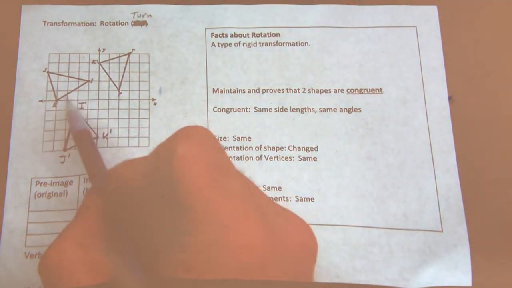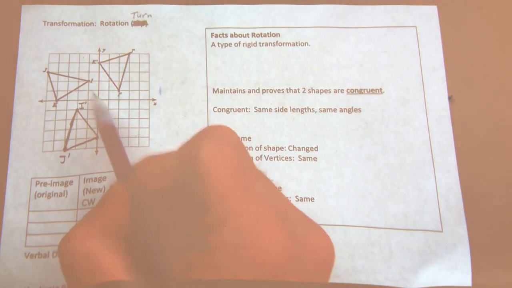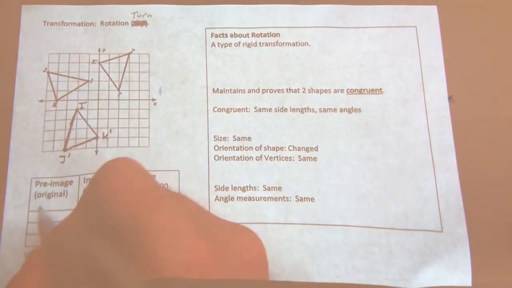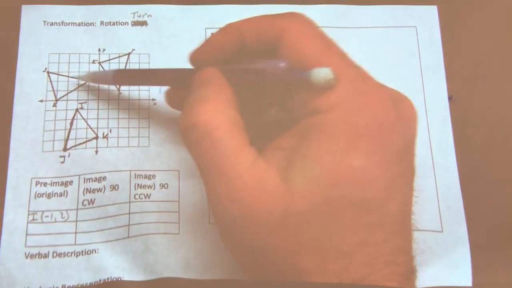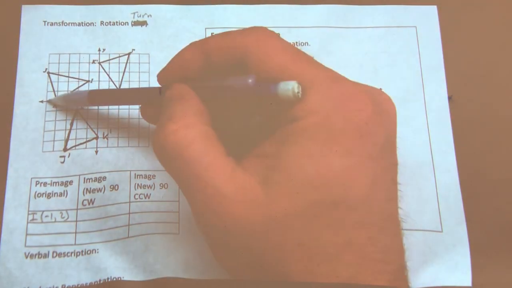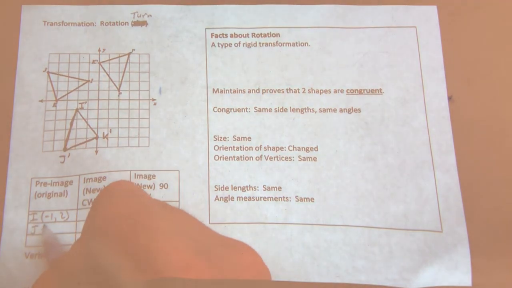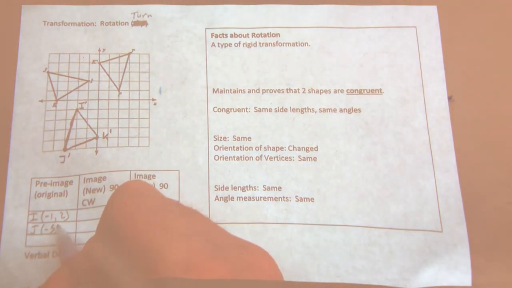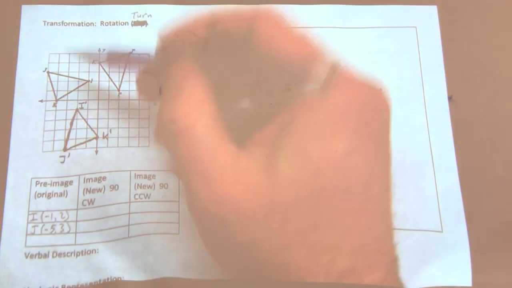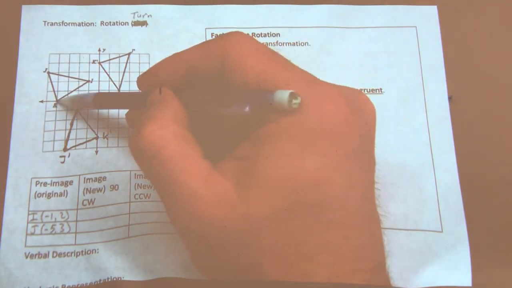So let's look at the coordinates of those points. I is at -1, 2. And J is at -5, 3. And K is -4, 0.